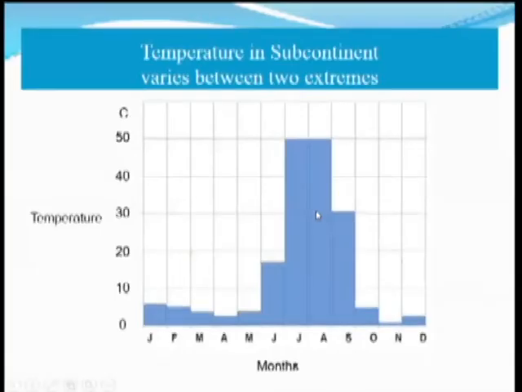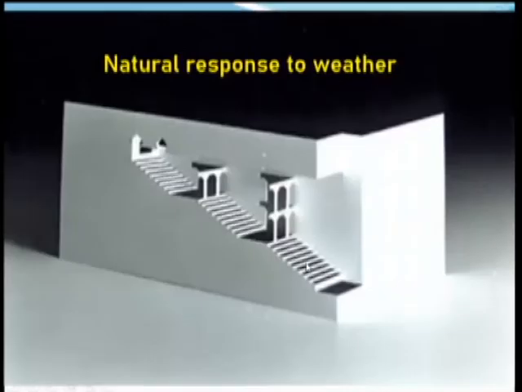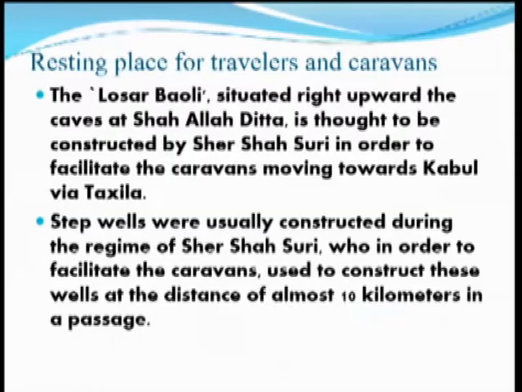Of course, this is the temperature chart of the subcontinent, starting from January, February, March, April. And during these months, the temperature is very high. And so during these months, the Baolis became very, very functional. Now, this was obviously the natural response to the heat. And the lower we go, the cooler the temperature we get.